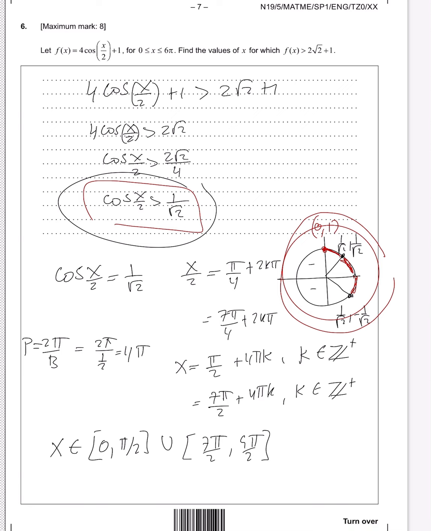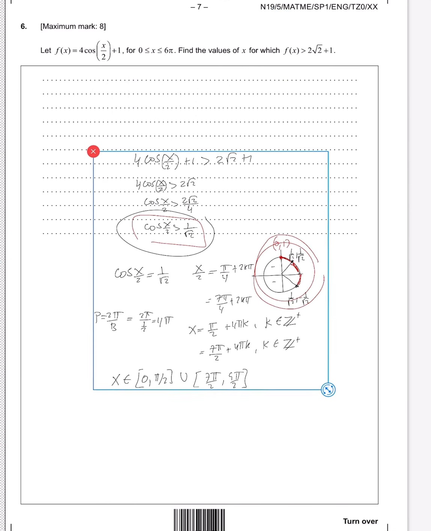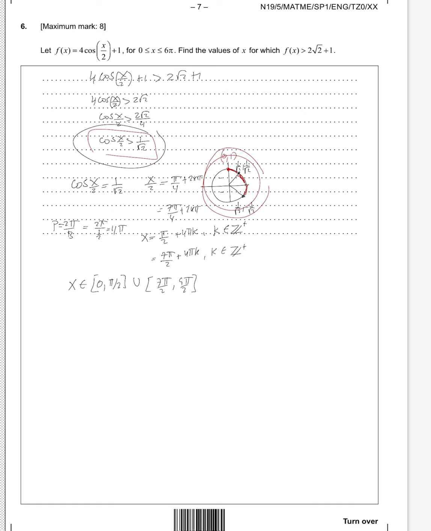You could also graph this, right? If we're going to graph all this, we could take all this, and you could resize, move this here. And if we're going to graph this, we'd take a line right here. And we're going to look for when cosine of x over 2 is greater than 1 over root 2. So I'm just going to declare that this line right here is y equals 1 over root 2.